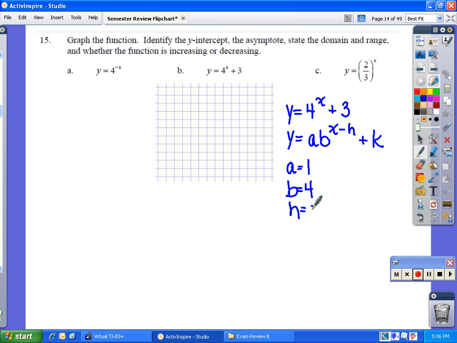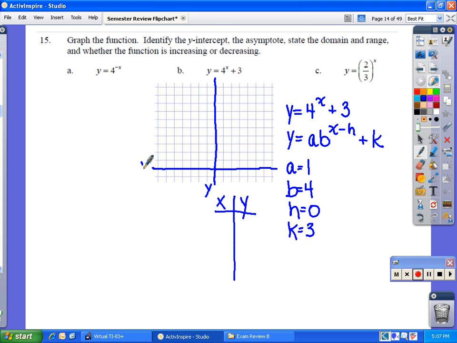Our h is equal to 0, so there's no shift left or right, and our k value is equal to 3, telling us that our graph is going to be shifting up 3 units. Let's look at some x and y values to put a few points on this grid. That's our y-axis, that's our x-axis. I'm going to start with the points -1, 0, and 1. We can then look at the calculator for more data points if we want them.